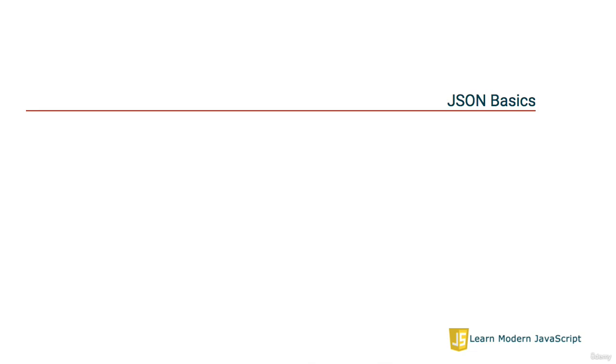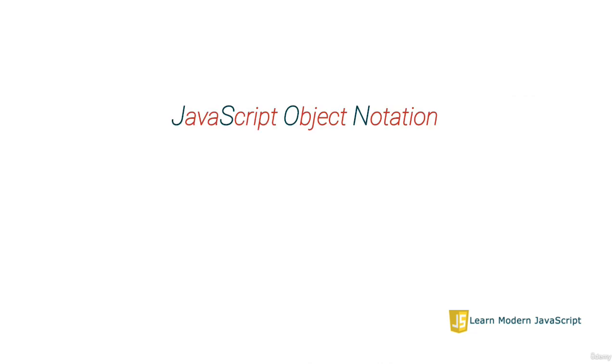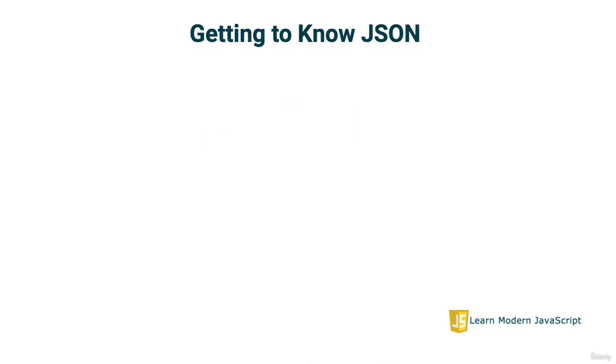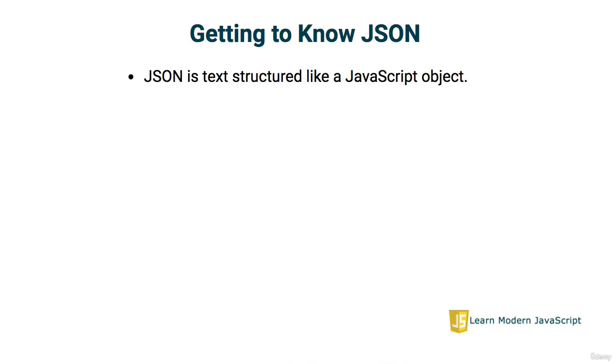Now, JSON was built off of the JavaScript object notation. So, JSON stands for JavaScript Object Notation. As you can see, the letters J, S, O, and N were taken from that phrase. Now, some of the characteristics of JSON that are important to understand are these. First off, JSON is text, structured like a JavaScript object.